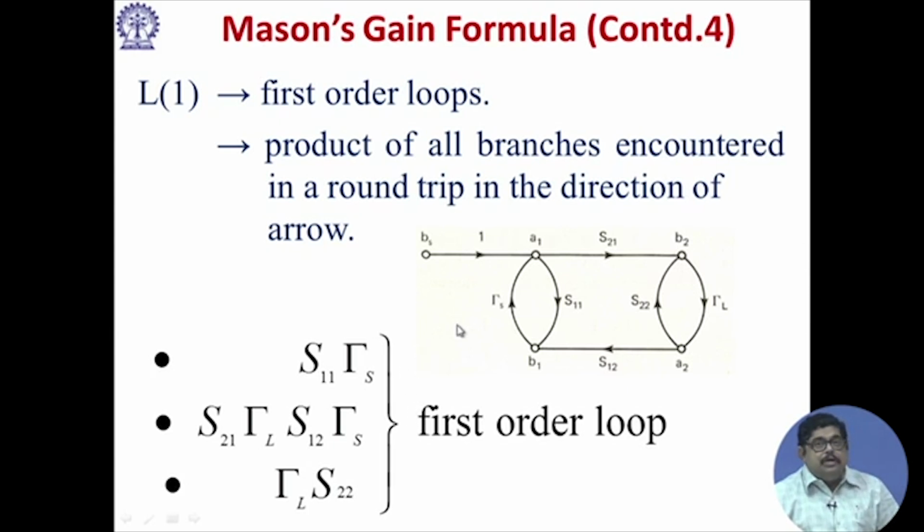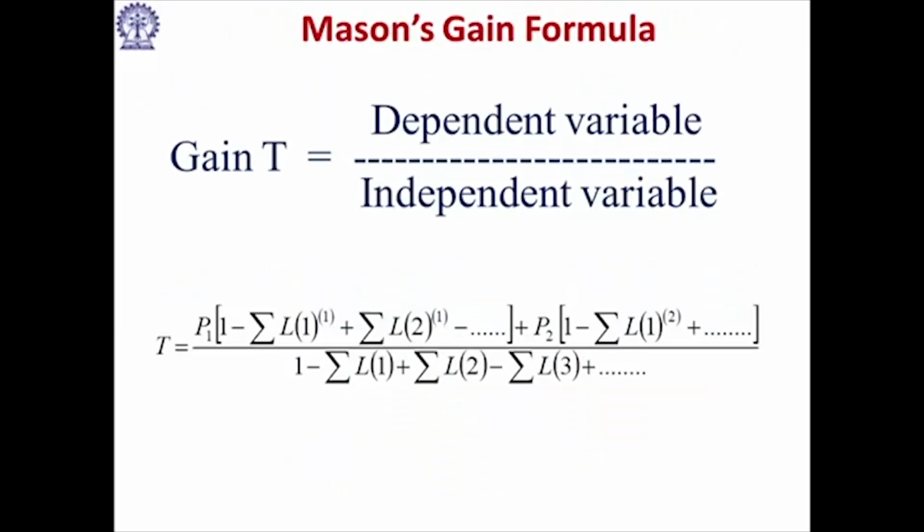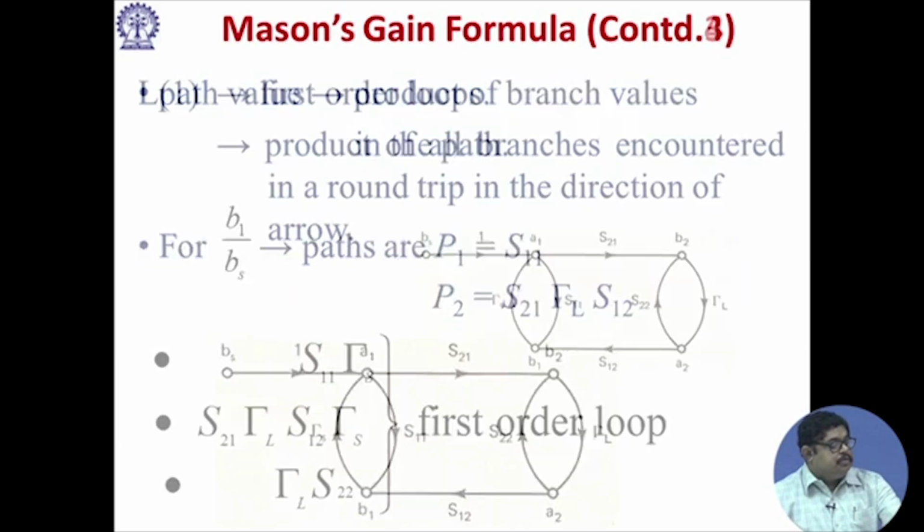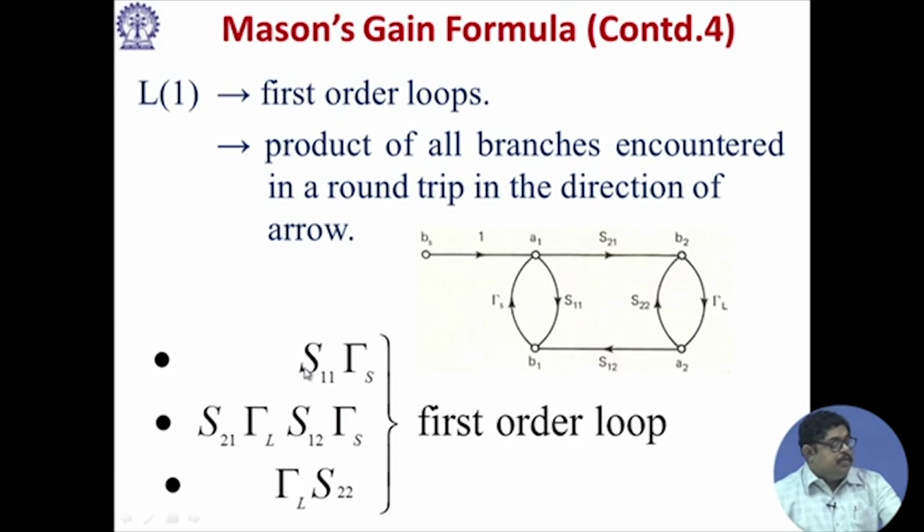That means, when we sum in the denominator, you see sigma L1 will be the sum of three loops. So, that will be S11 gamma S plus S21 gamma L S12 gamma S plus gamma L S22.